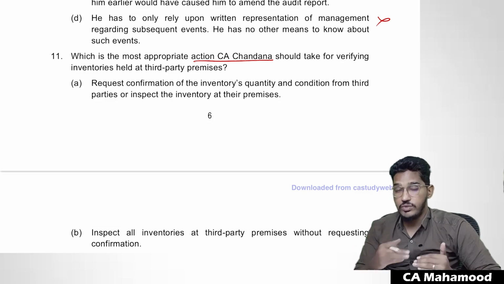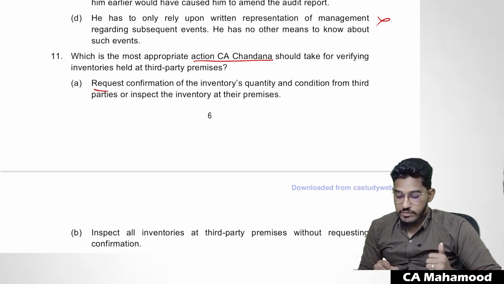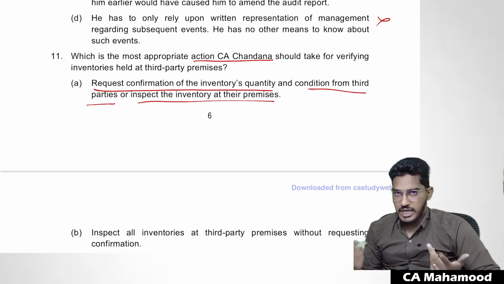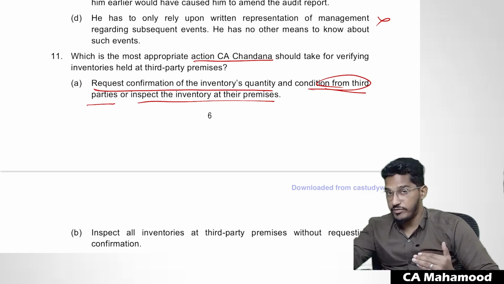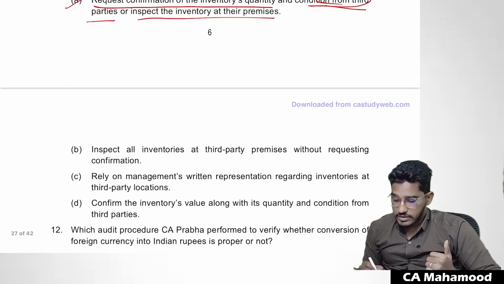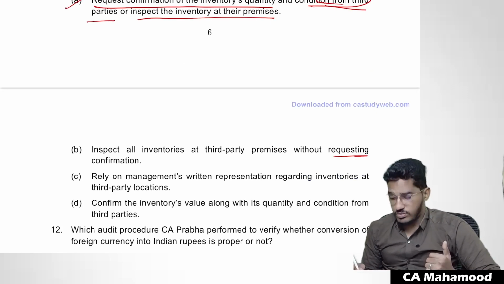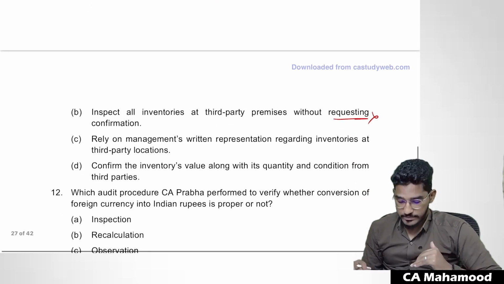What should she do in order to get the evidence regarding inventory which is held at the third party premises? Request confirmation of the inventory's quantity and condition from a third party, or even you can inspect at their premises. Any choice. Either you can request a confirmation or you can go and inspect that inventory if possible. "A looks fine. Inspect all inventories at the third party's premises without requesting confirmation." No, you can request. In case you have a problem with the confirmation, then you can go and inspect.